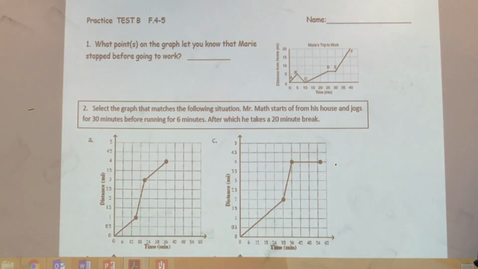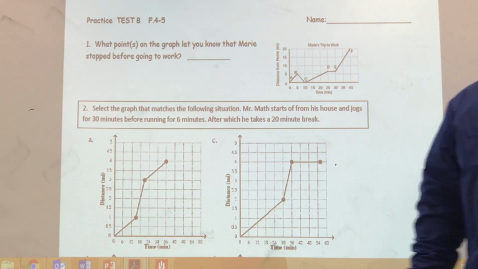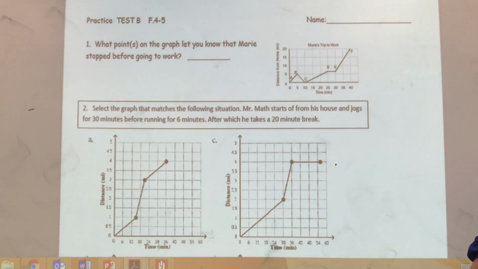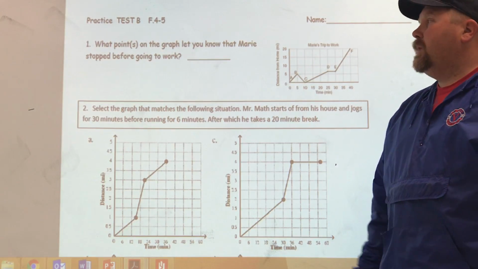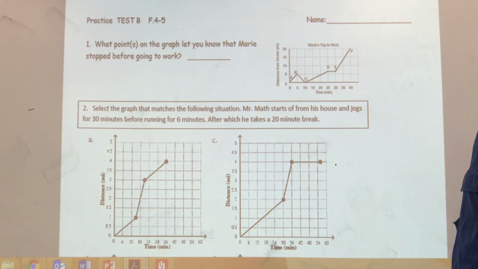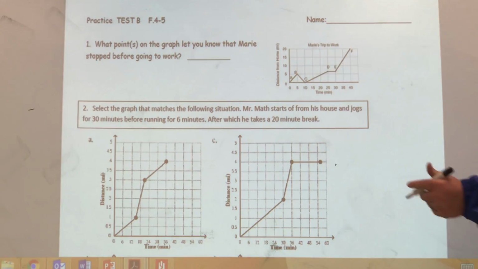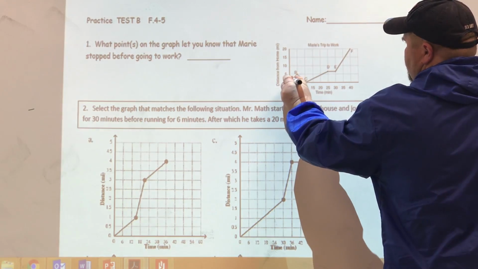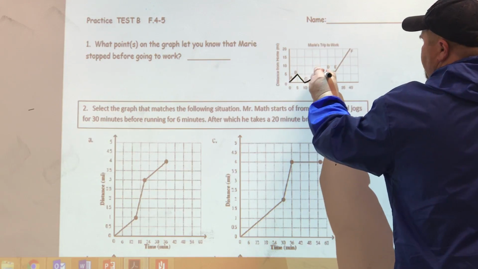Alright, this week we're going to go over the practice test for interpreting line graphs and other graphs. Problem number 1 says what point or points on the graph let you know that Marie stopped before going to work. Make sure you can see it from back there. So here's what our graph looks like.